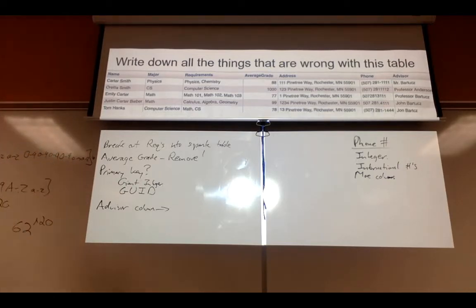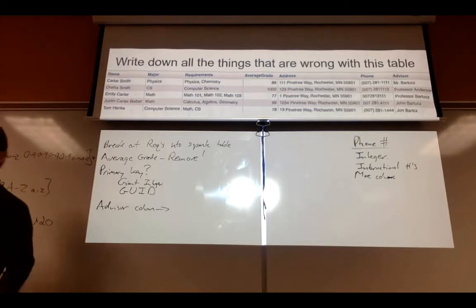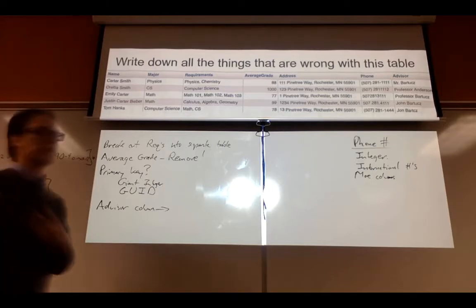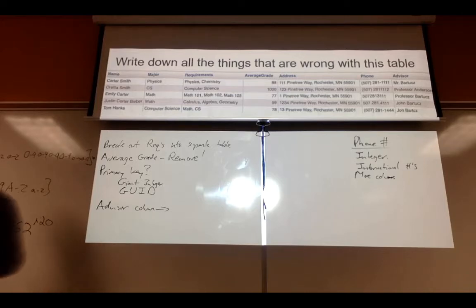Anything else? In the major column, there's CS and also computer science. All right, same problem. You have duplicate information written a different way. Again, the idea of a major should probably be somewhere else. It doesn't really have anything to do with this particular student's personal information.